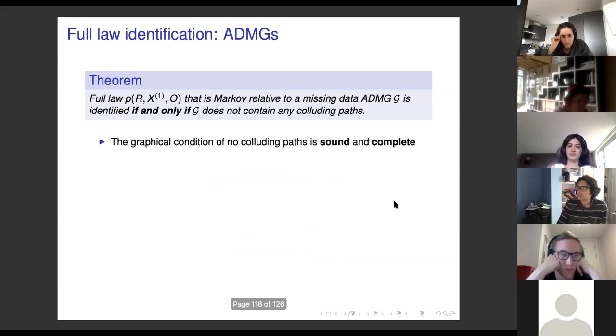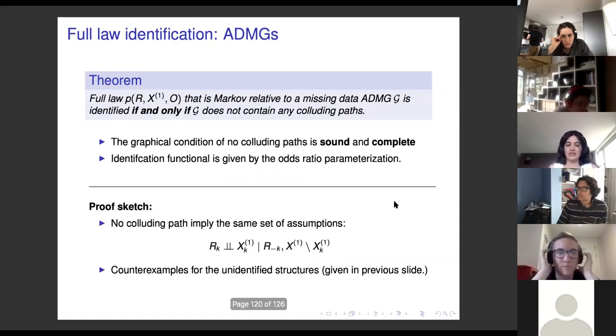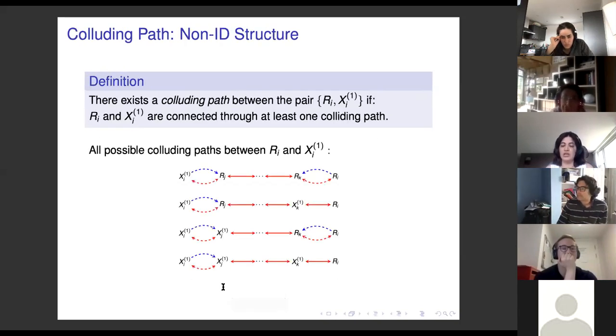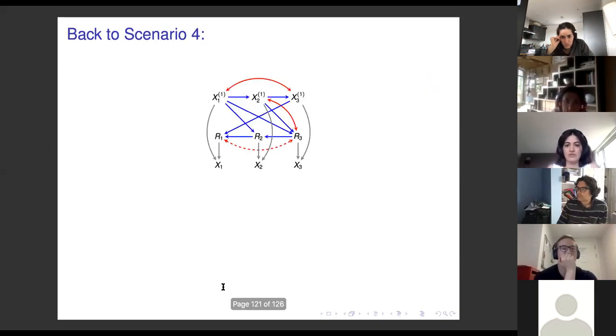And it turned out that this result is again sound and complete, and the identification function is given by the odds ratio parameterization. The proof sketch is really similar to what we had in DAGs, by noting that the colluding path really implies the same set of assumptions, that each missingness indicator is independent of the corresponding counterfactual given the rest of the graph. And we again provided counterexamples for these unidentified structures that I just mentioned, using Mobius parameterizations of the ADMGs.